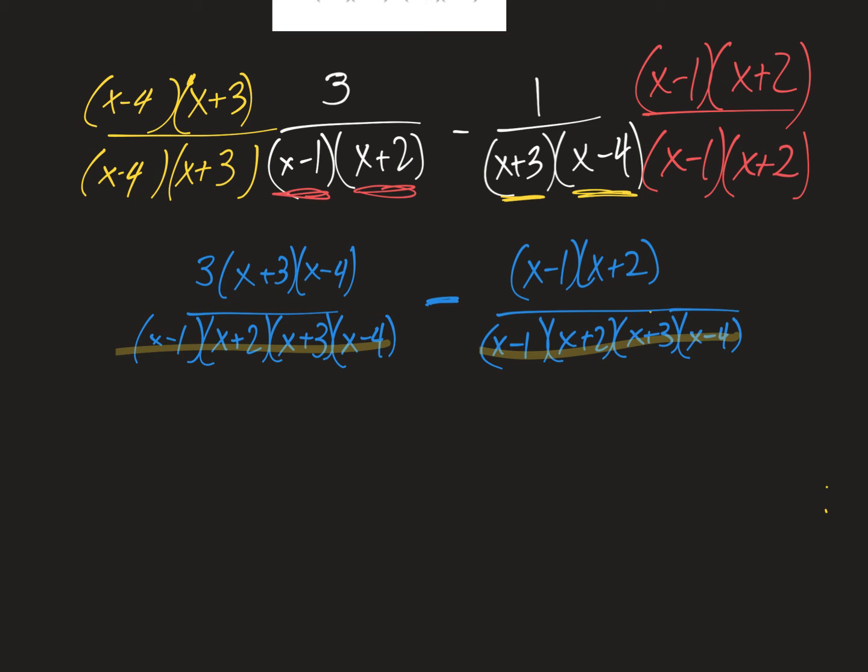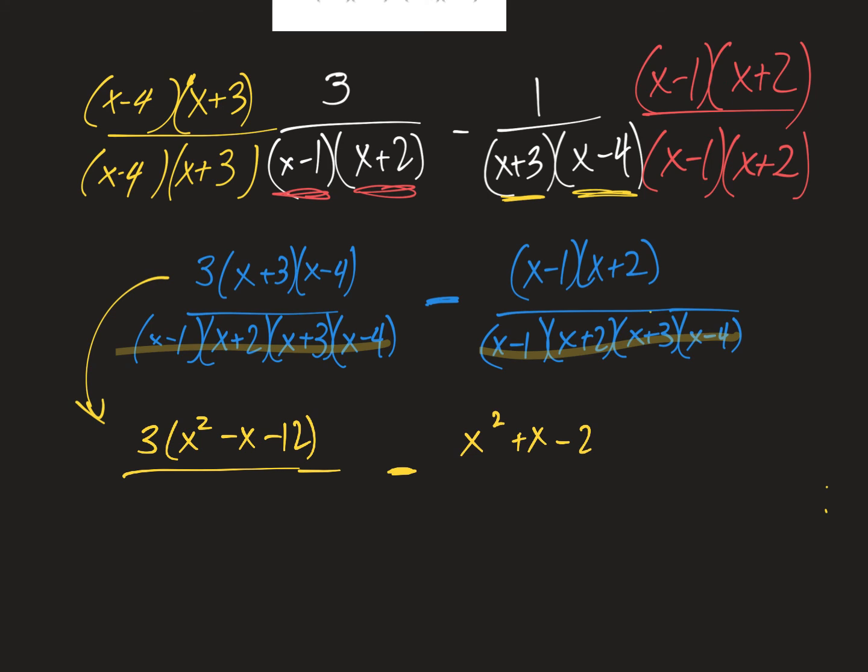Okay, so now let's see what we can do. On the top, or numerators, these can be simplified. So let's take these down here and simplify them. So if we distribute, we would get something like this. We would have 3 times x squared minus x minus 12 with the same denominator, minus, and then on the right-hand side, we'd have x squared plus x minus 2. Okay, also with the same denominator.